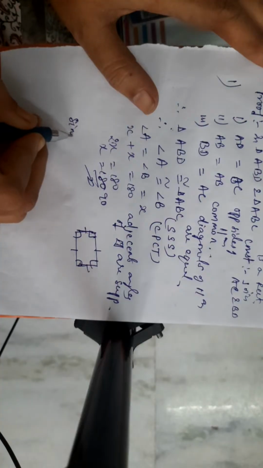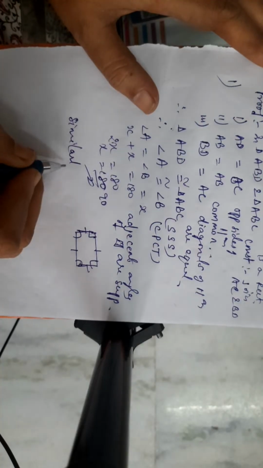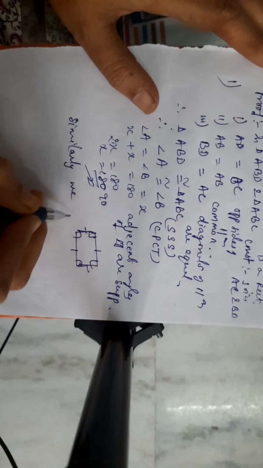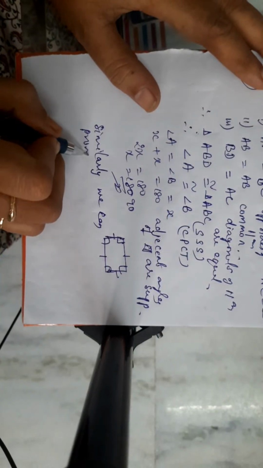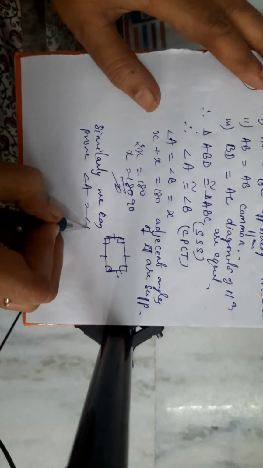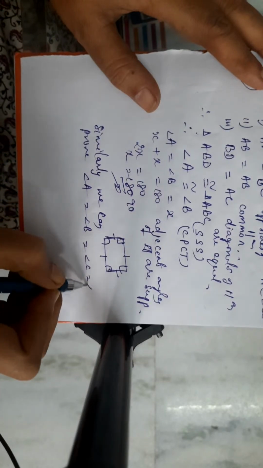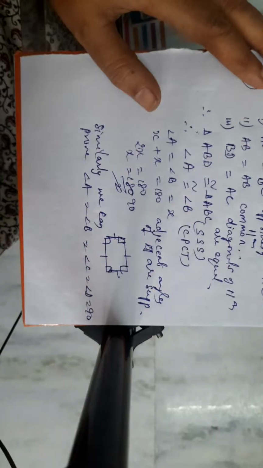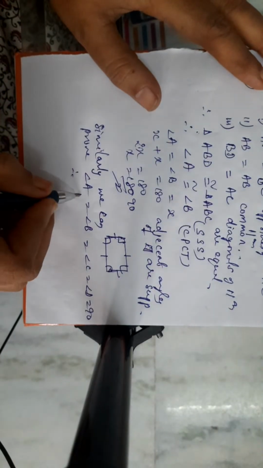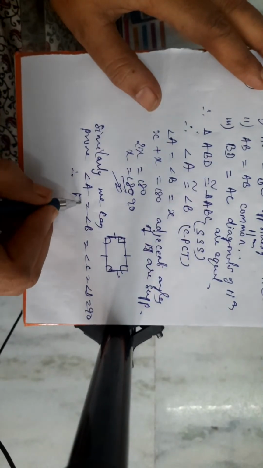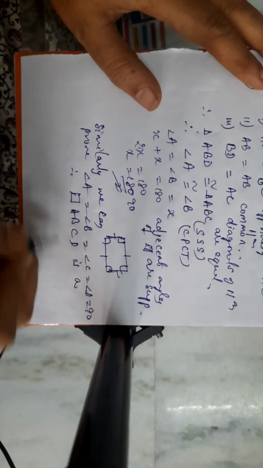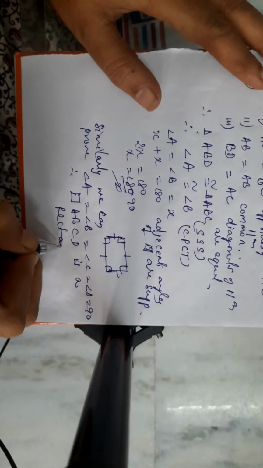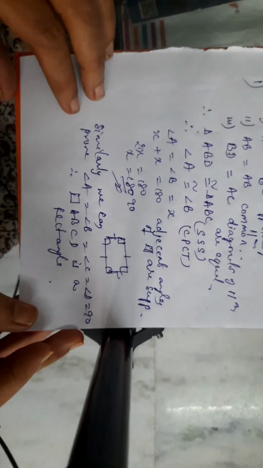Similarly, we can prove angle A, angle B, angle C and angle D to be 90. Therefore, quadrilateral ABCD is a rectangle. So our first question is completed. Let's move on with the second question.